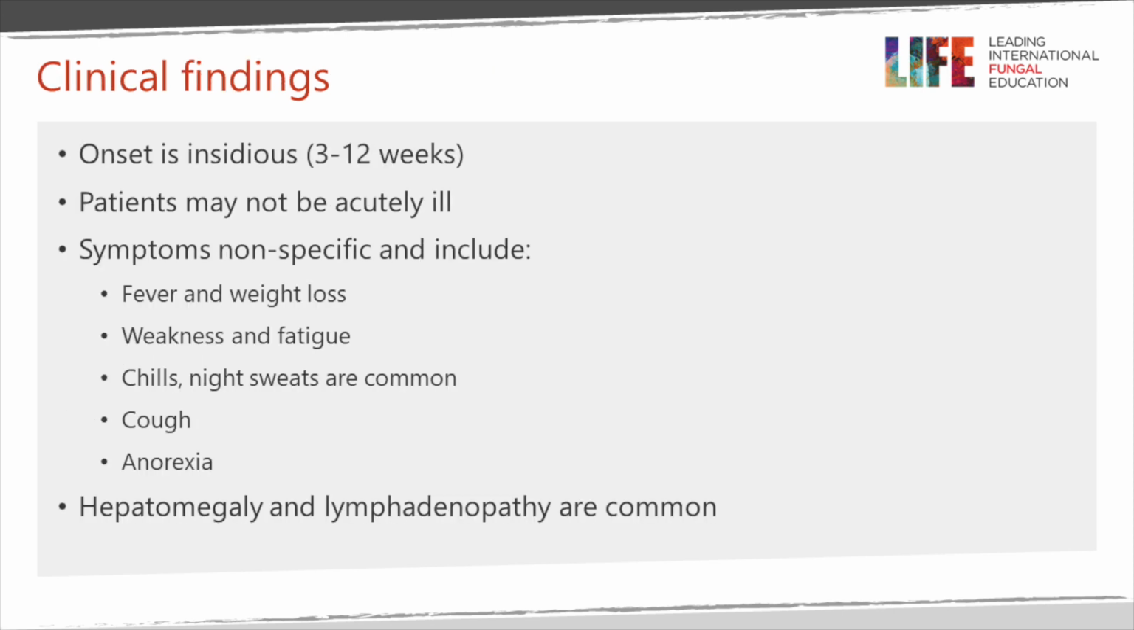The clinical background is important, even as a radiologist, because the onset can be insidious and the patient may not be as acutely ill as you'd expect somebody with widespread tuberculosis to be. Sometimes non-specific symptoms, chills, cough, anorexia, and it's very common for the person to have an enlarged liver because of spread there, and lymphadenopathy also.